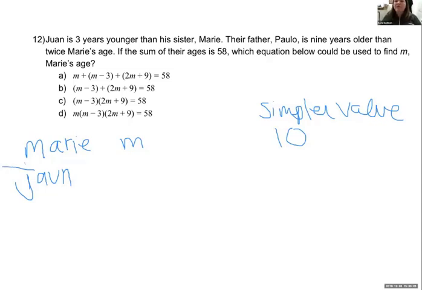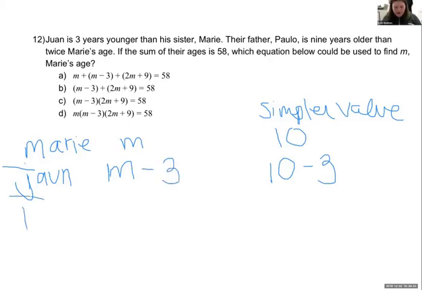Subtract. Subtract what from what? Order matters in subtraction, Nicole. 10 minus 3. You'd like me to start with the 10, that's Marie's age, and subtract out the 3. So I agree with you. I can do the same thing when it's algebraic. I can start with the M, which is Marie's age, and subtract out the 3. That'd be Juan's age.